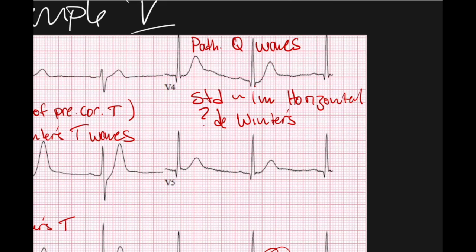For V5, we have that Q wave. Now remember, V5 and V6 should have tiny Q waves. So they're definitely bigger than tiny, and they are also about 3 millimeters, so we'll say some pathological Q waves.